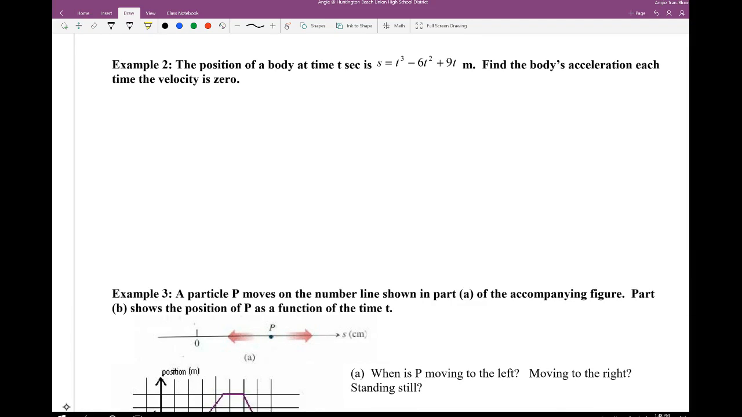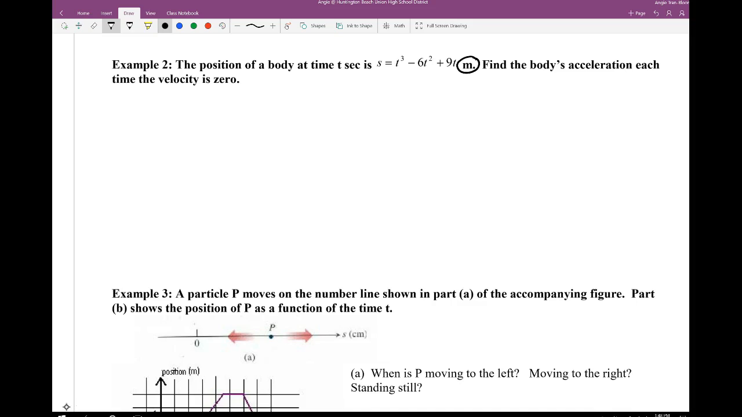The position of a body at time t is s equals t to the third minus 6t squared plus 9t meters. Okay, so this m right here means the unit of measurement, in this case meters. Find the body's acceleration each time the velocity is 0.